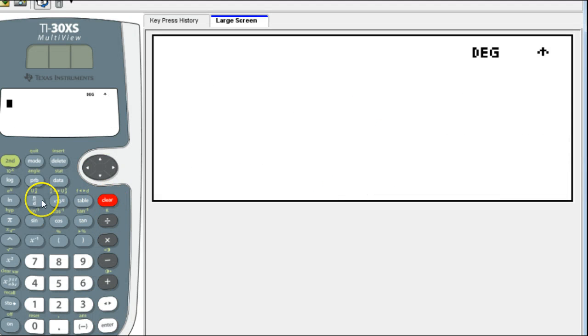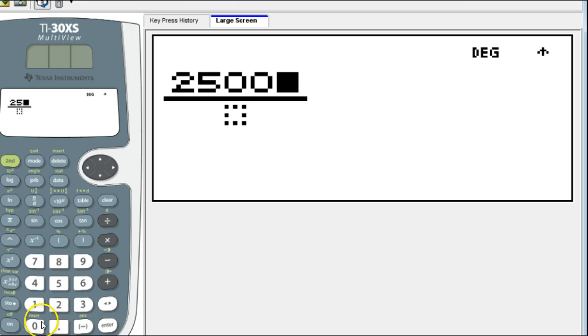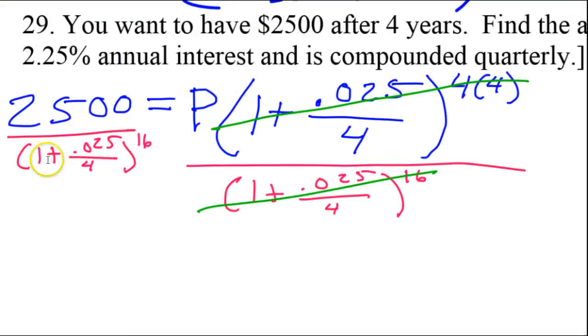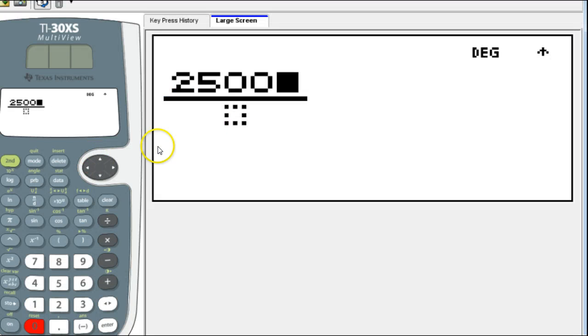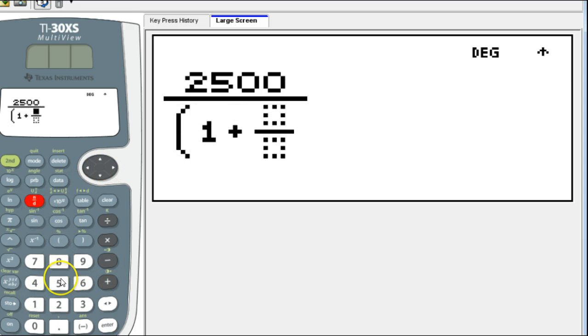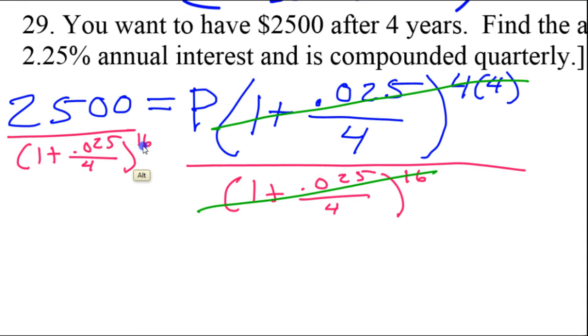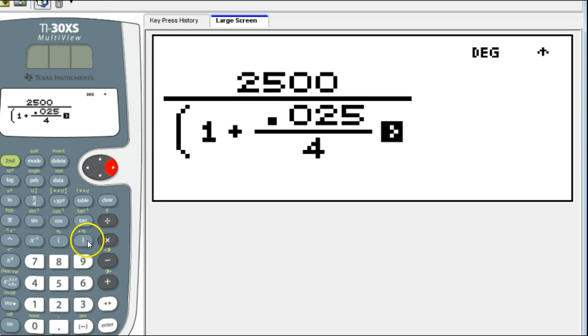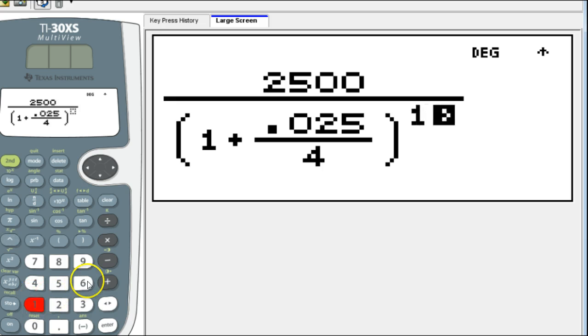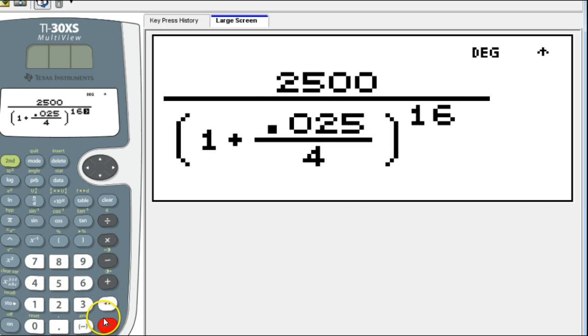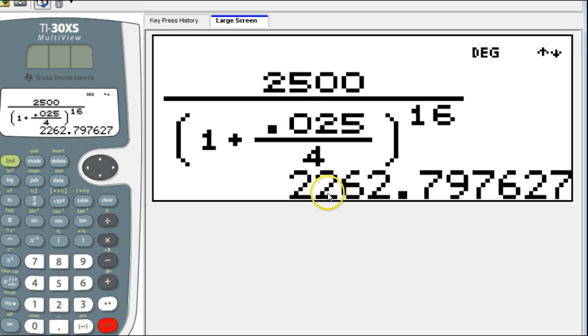So fraction mode, 2,500, and then in the denominator we have this. So 1 plus 0.025 over 4, and then to the 16th power. So there's my 4, and then there's my 16th power. Alright, so $2,262.80. Got to round up a little bit.